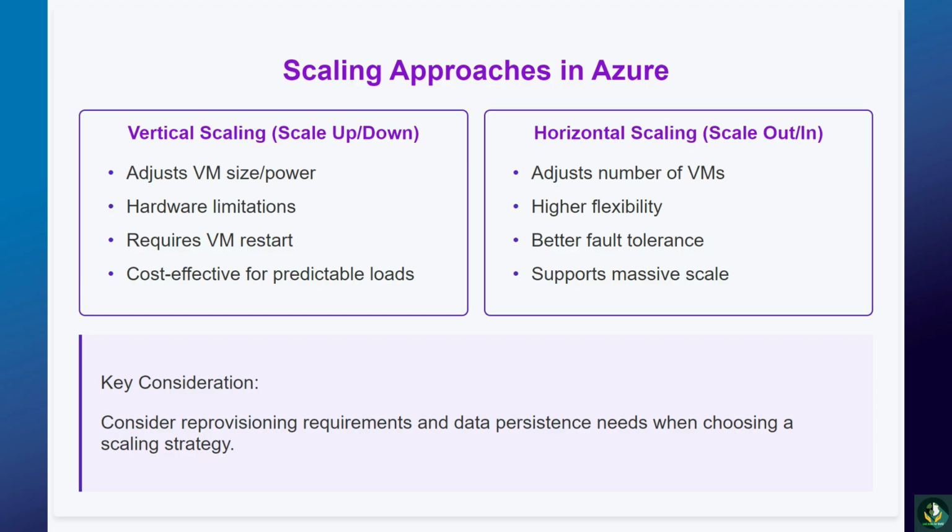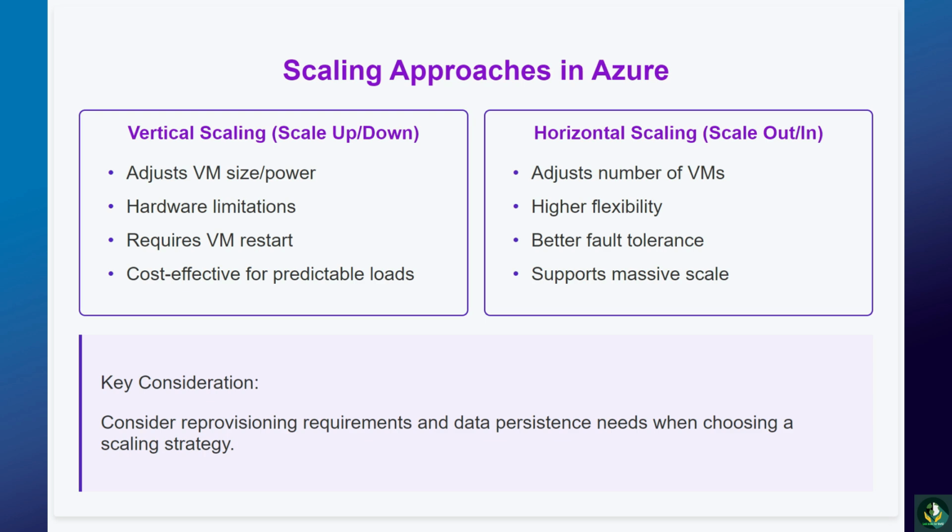It's also particularly useful for cost optimization. Imagine running a development environment that's only heavily used during weekdays. You could scale down the VM size during weekends to reduce costs and scale up again when developers return to work. However, vertical scaling comes with important limitations.